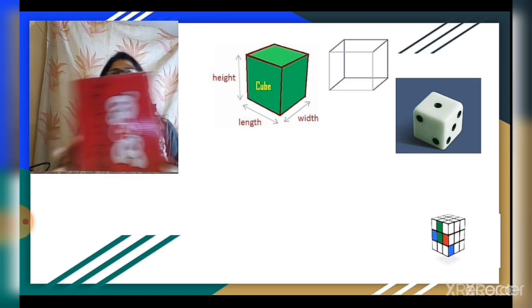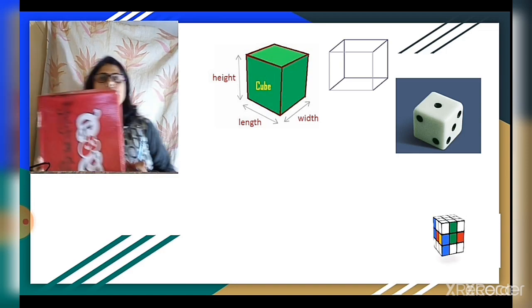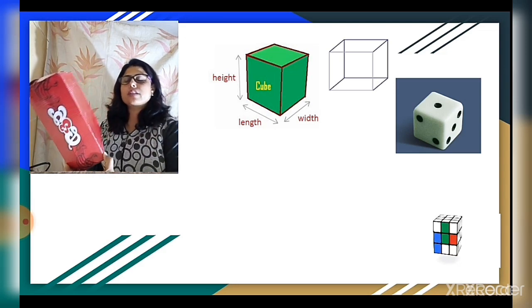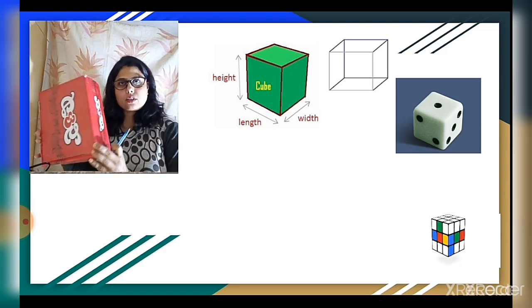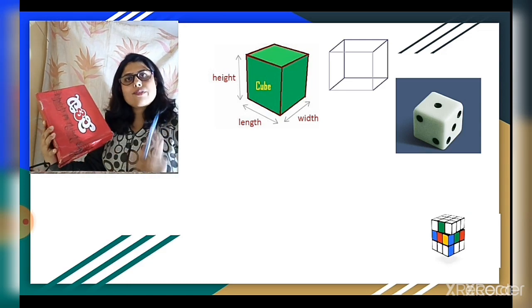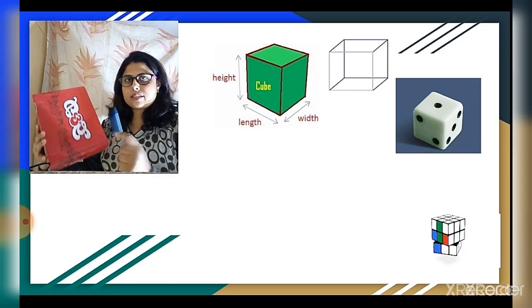So this shape is not a cube. This shape is not a cube shape, this is a cubical shape. This is a cuboid. Which shape is it? Cuboid. So the number of faces, edges and vertices are the same, that's why I'm telling you here.